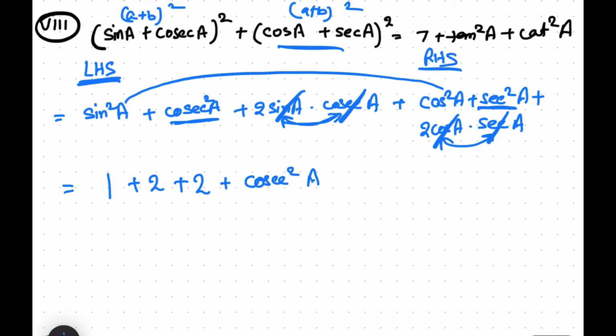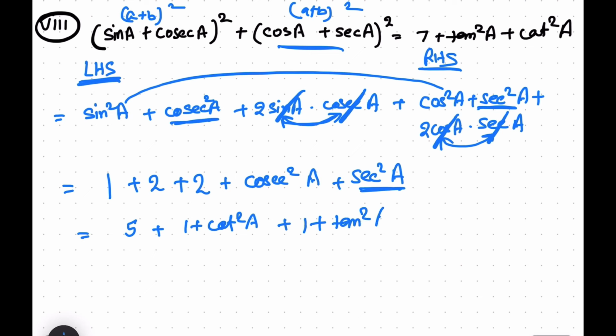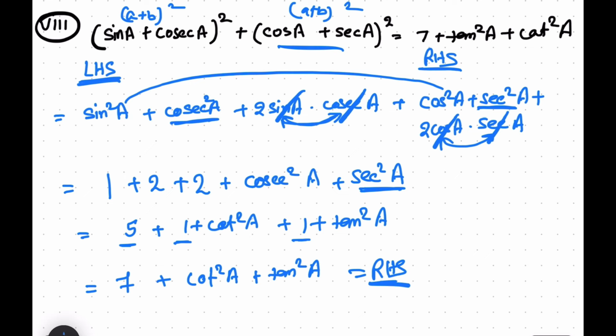Cosec squared A plus secant squared A, right? This will become 5. Cosec squared A, what we can write? 1 plus cot squared A, and in place of secant squared A, we can write 1 plus tan squared A, right? 5 plus 1, 6 plus 1, 7. 7 plus cot squared A plus tan squared A, and this is equal to our RHS, hence proved.